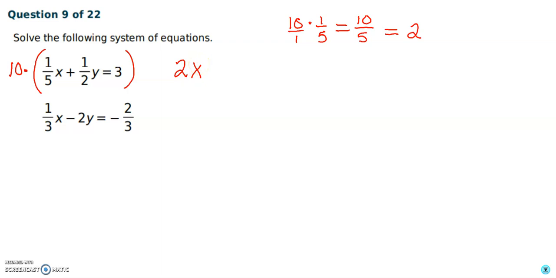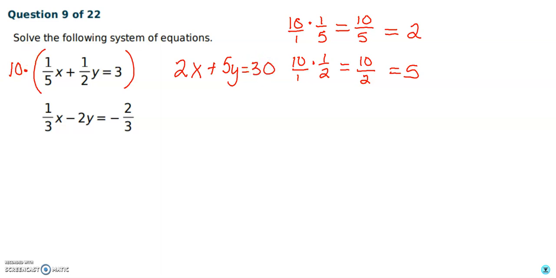Let's do the same thing with 1/2. We again have 10 times 1/2. Put a 1 under that 10 and multiply straight across the top. We'll get 10. On the bottom we'll get 2, and 10 divided by 2 is 5. So we now have 2x plus 5y equals. We also have to multiply 10 times 3 to get 30.